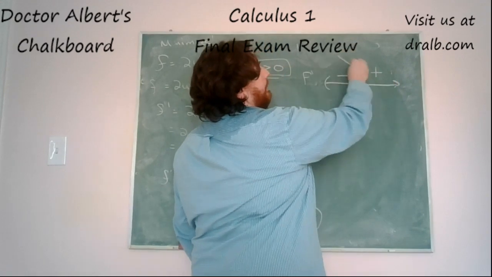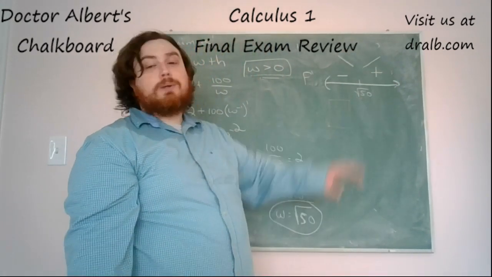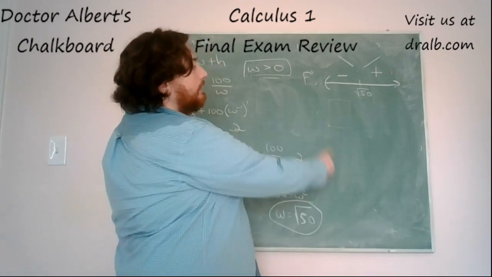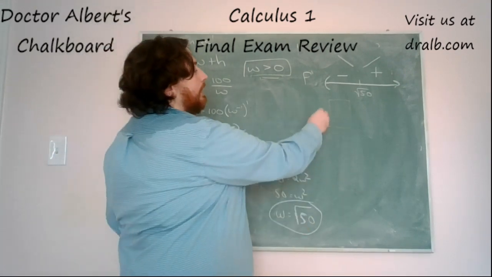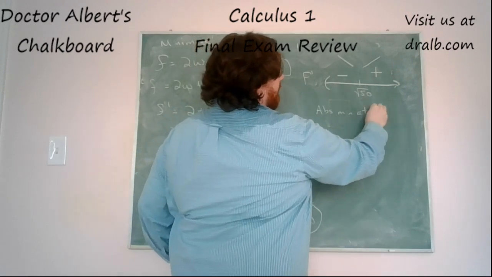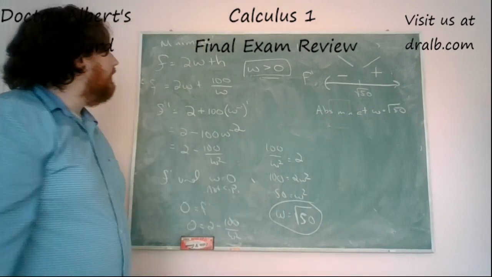So what we end up with is a decreasing then increasing function. So what happens at the square root of 50 is we have a local min. Therefore, since it's the only critical value, it is a global min, so we have an absolute min at w equals the square root of 50.